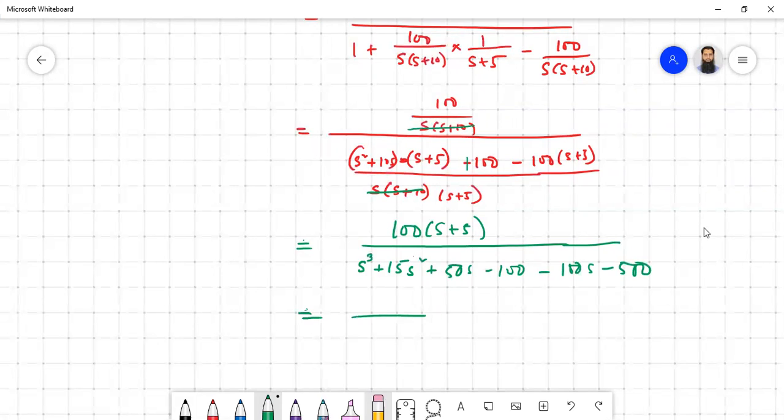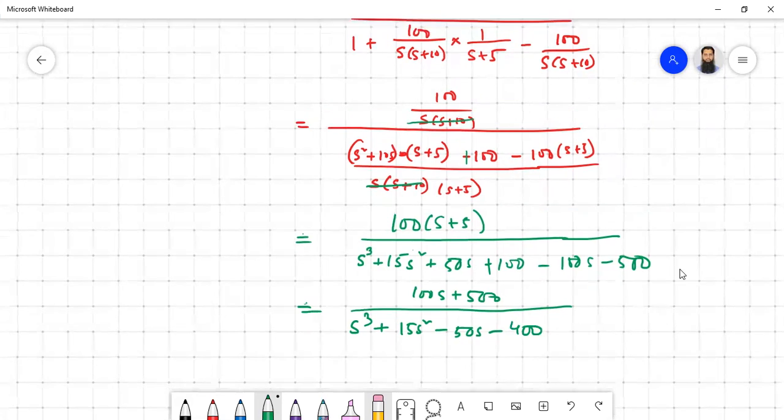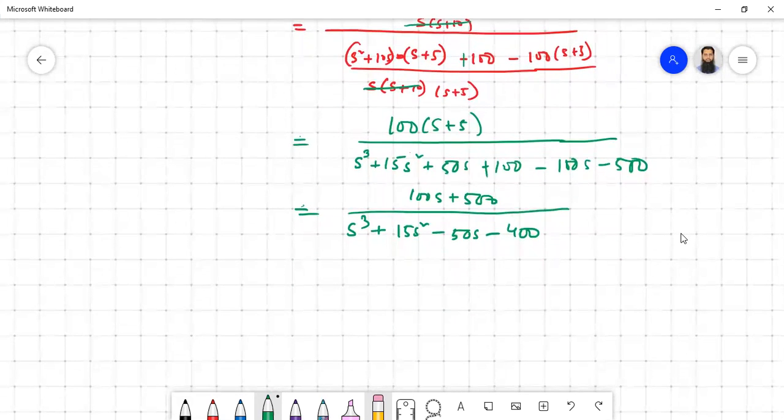So just simplify the thing. What we have is 100S plus 500, and then this will be S cube plus 15S squared minus 50S minus 400. Now, as you can see, the type of the system is 0 because there is no common factor of S. So this is our G equivalent S.